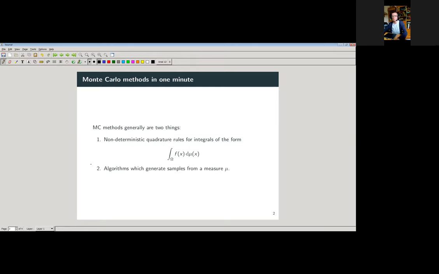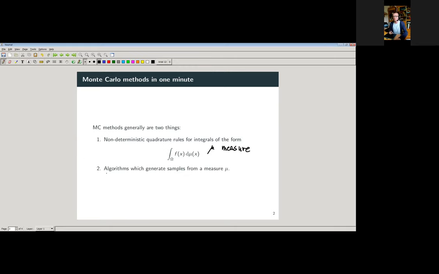If I were to explain that in one minute, Monte Carlo methods are just one method that does two things. Either it is an integration rule, a numerical integration rule for integrals of that form, where mu is a measure and f is some function which is, let's say, nice enough, so we can work with that.